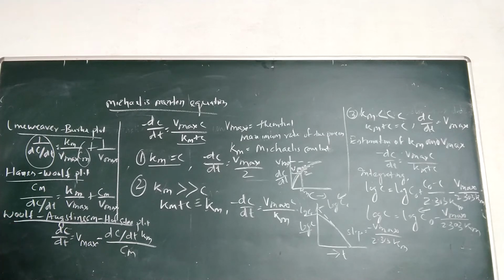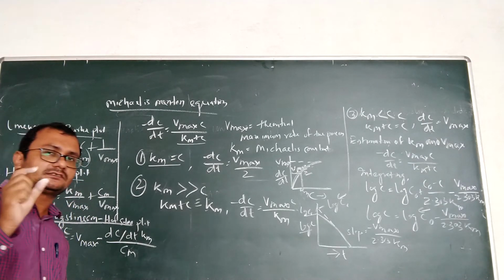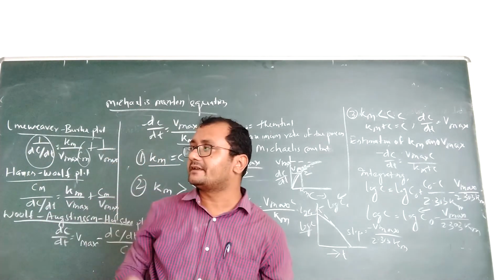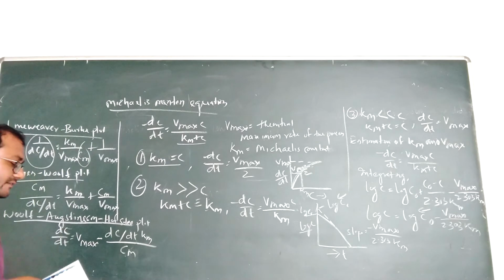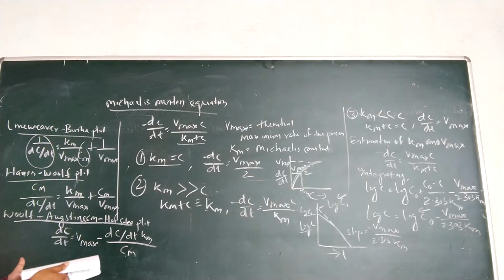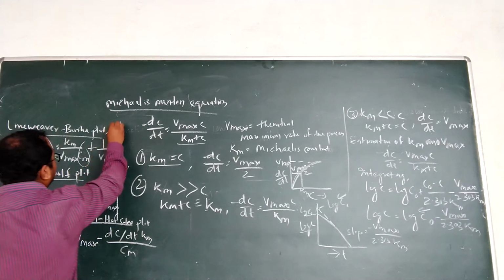Then another plot is the Eadie-Hofstee plot: dC by dt equals Vmax minus dC by dt times Km divided by Cm. So these three plots are possible. You have to remember these three equations, because sometimes such types of questions come in this topic. We can draw different types of plots, as I told you: the Lineweaver-Burk plot, or this one also called the Hanes plot.